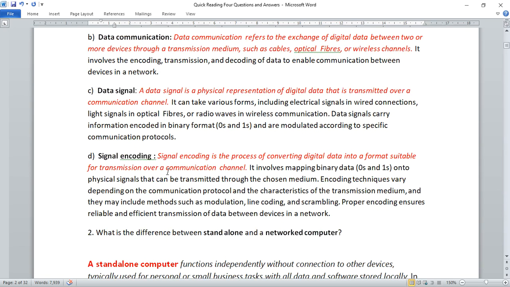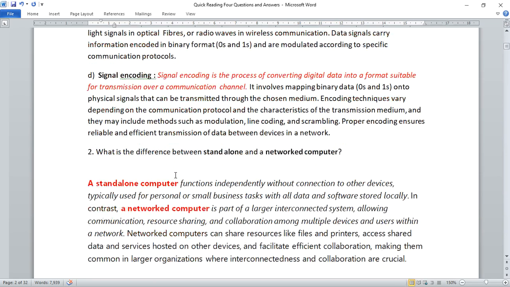Then we have signal encoding. Signal encoding is just the process of converting digital data into a format suitable for transmission over a communication channel. Therefore, these terms are actually explaining what happens between wires or wireless media.